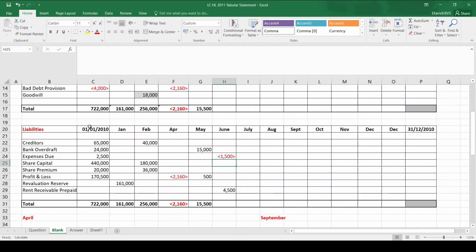And then the difference between the two of them will affect bank. So basically, we get in 4,500 and we paid out 1,500. So we're up 3,000. If we're up 3,000, our bank overdraft is going to go down by 3,000.